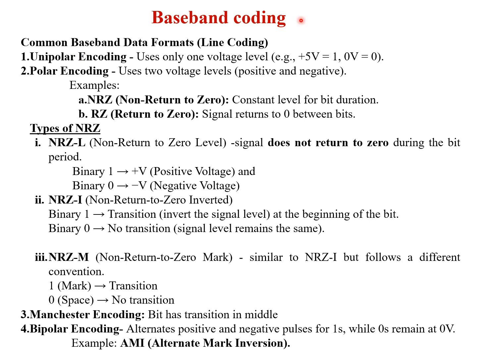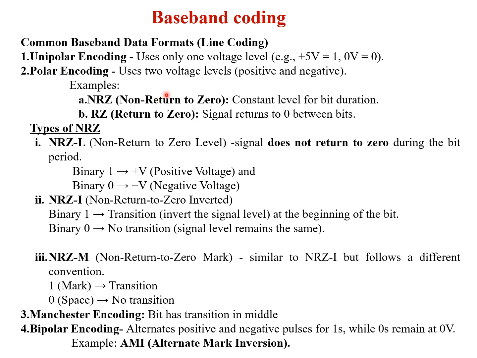The commonly used baseband coding or line coding techniques are unipolar encoding, polar encoding, Manchester encoding, and bipolar encoding. First, unipolar encoding. As the name suggests, it has only one kind of pulse, so it uses only one voltage level. Binary 1 is represented by a pulse of some amplitude A, for example 5 volts. Binary 0 is represented by 0 volts, which means absence of pulse.